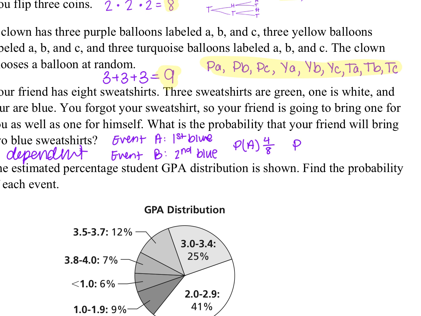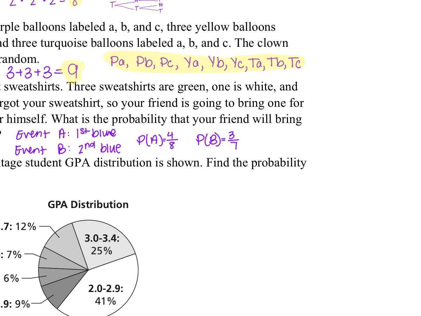Let me go ahead and find the probability of B. Keep in mind, he took the sweater out. He did not put it back. So now there are a total of 7 sweaters, not 8 anymore. And again, he took a blue one out, so instead of having 4 blue sweaters, I now have 3 blue sweaters. All you have to do next is multiply: 4 over 8 times 3 over 7. Just multiplying across, I'm going to get 12 over 56. And I can simplify that, and I'm going to get 3 over 14 as my answer.